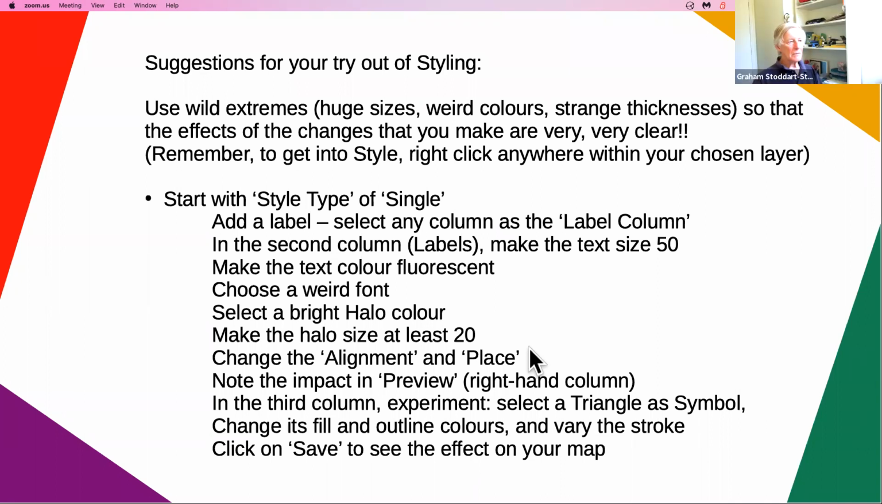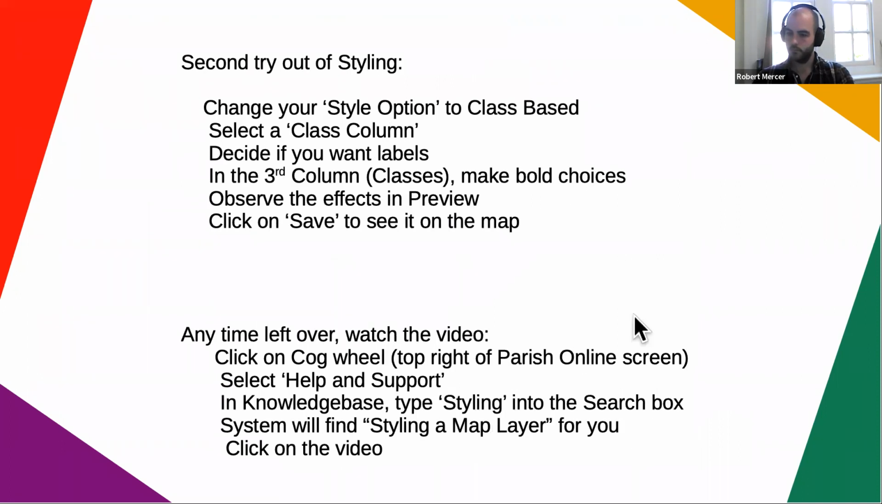Yeah. All right. So I'll move on to my next slide, see what I suggest next. So this next test is suggesting you move from a style-based option to class-based. Select one of the columns as a class column, decide whether you want labels or not, and then make big changes in the third column, all the classes.